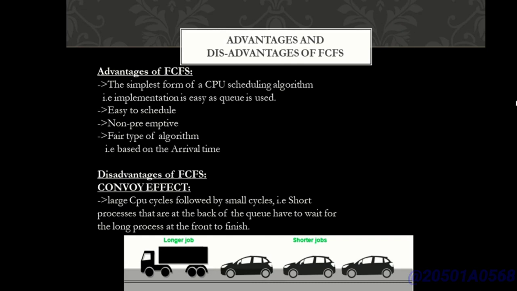The simplest form of CPU scheduling algorithm. Yes, it is simple, and implementation is easy. Why? We use the queue data structure for implementation. It is easy to schedule. As we saw before, whichever comes first is taken into scheduling. So it is easy to schedule, and this is a non-preemptive scheduling algorithm. It is a fair type of algorithm, that is, it is based on the arrival time. So these are the advantages of first come first serve, and the disadvantage is mainly the convoy effect.